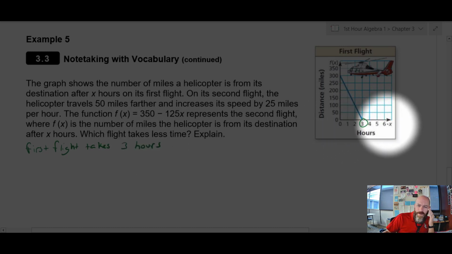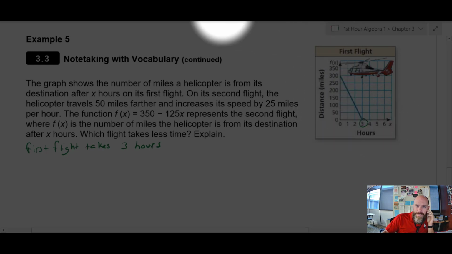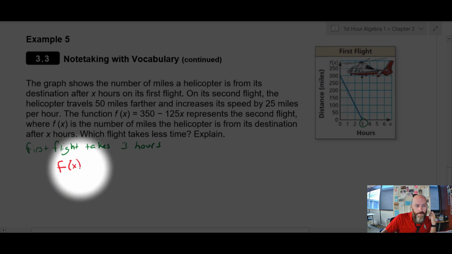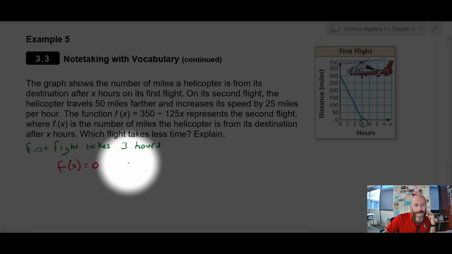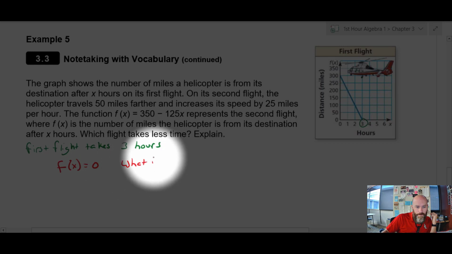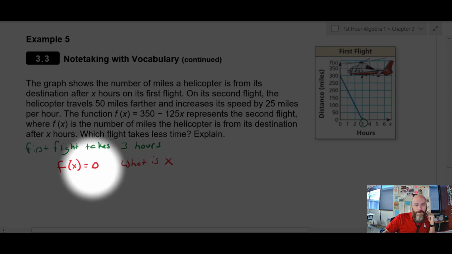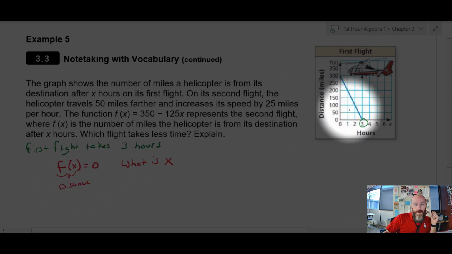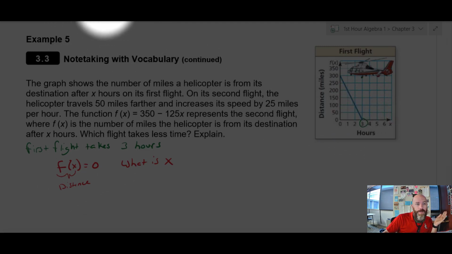Now, notice when it took 3 hours, my distance here is 0. So what does this mean? My first flight would be, I wanted to figure out what is x when f of x is 0, because f of x represents our distance. And so from the graph here, it told me 3 hours. So let's look at the second flight.